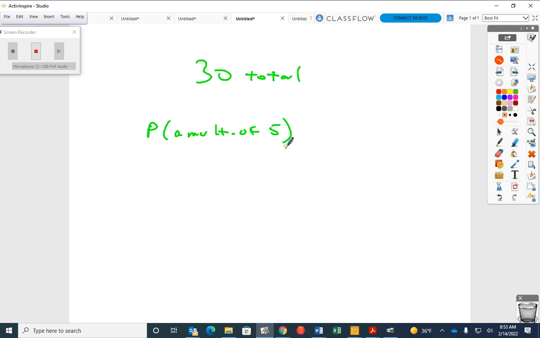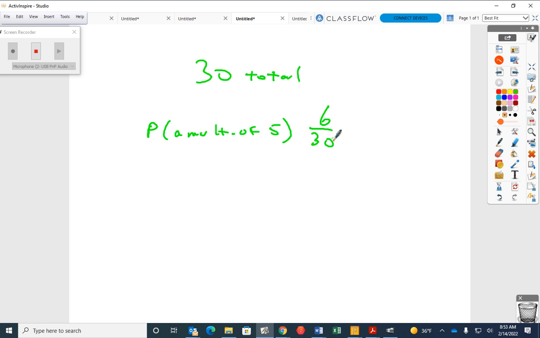Well, let's go from 1 to 30, and let's figure out how many multiples of 5 there are. What's the first multiple of 5? 5, that's 1. So 5, 10, 15, 20, 25, 30. How many is that? 6. So there are 6 out of what? 30.